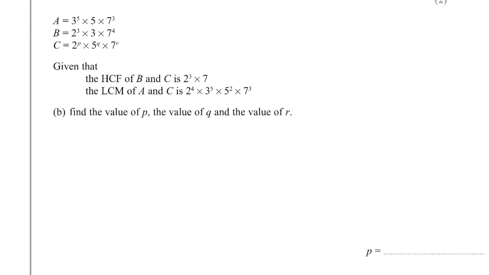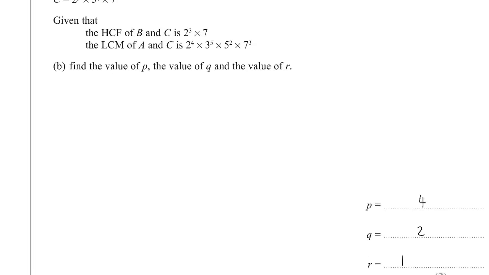And then for the LCM of A and C, we pick all of the common factors to their highest power. We've got a 2 to the power of 4 appearing here, which means that P must be 4. And we also have 5 squared appearing here. And if you just notice the factors of 5 in A and C, that makes Q equal to 2. So the answer should be 4, 2, and 1.